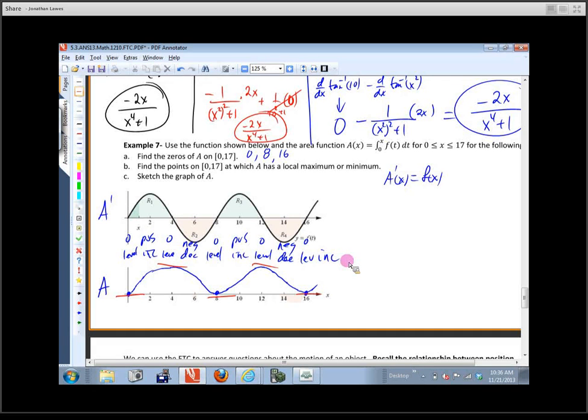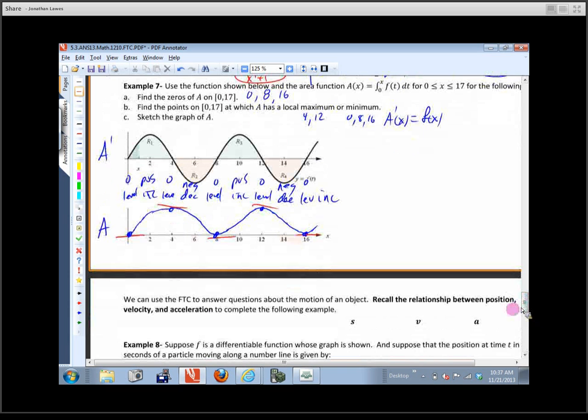Okay, so where does it have a max or a min? We'll do the maxes first, and we'll write them right here. The maxes occur at 4 and 12, and the mins occur at 0 and 8 and 16. Any questions there? Okay. And there's our sketch already completed.